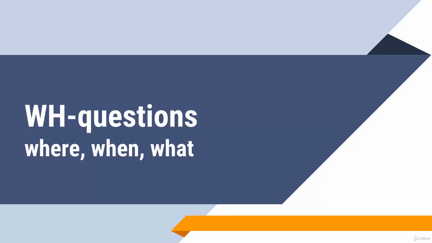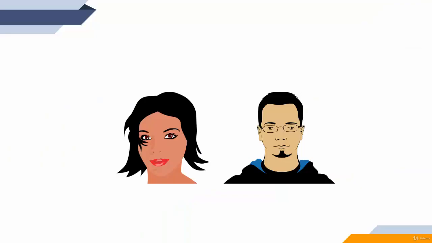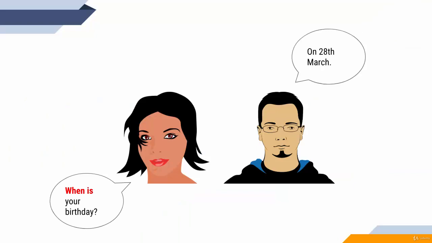The WH questions, or the questions that start with the question words where, when, what, which. WH, you see, each of these words starts with WH. So, for example, when is your birthday? On the 28th of March. If you ask only, is your birthday in March? The answer will be yes, it is. But if you ask, when is your birthday? You want to understand the date, the time.